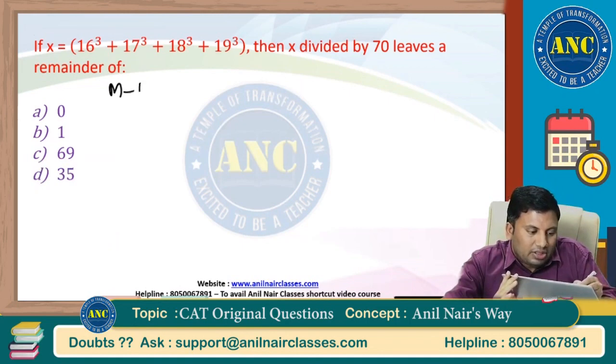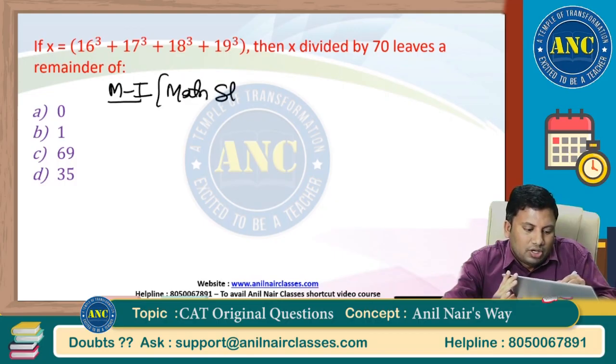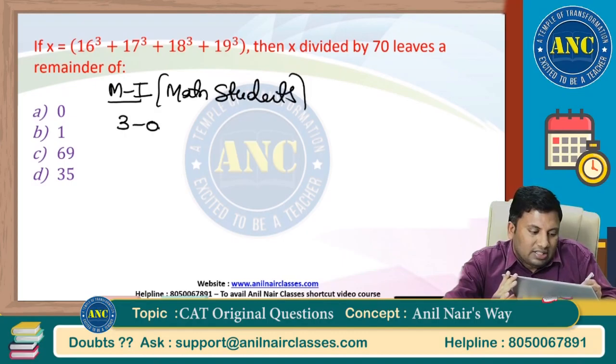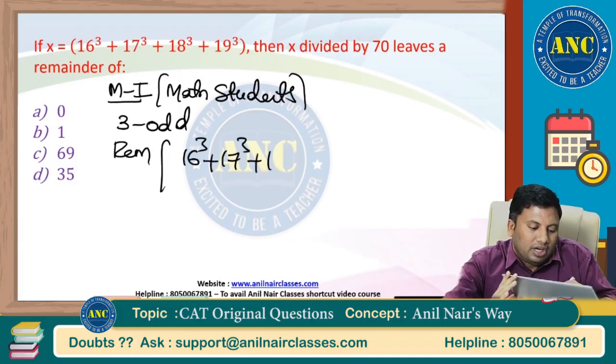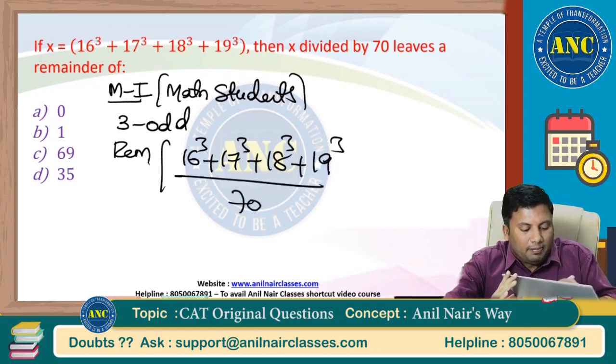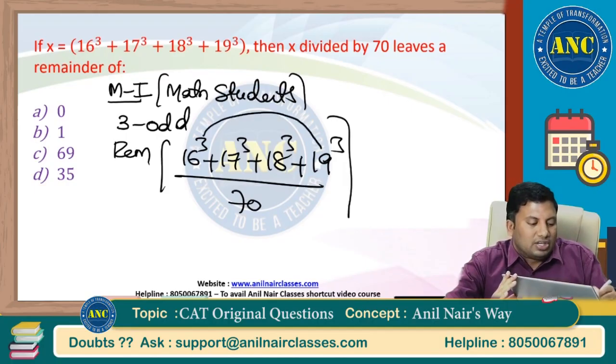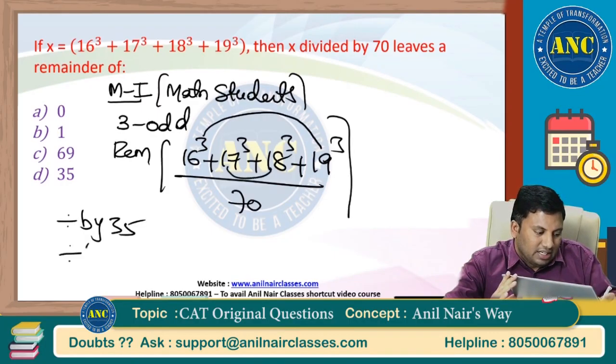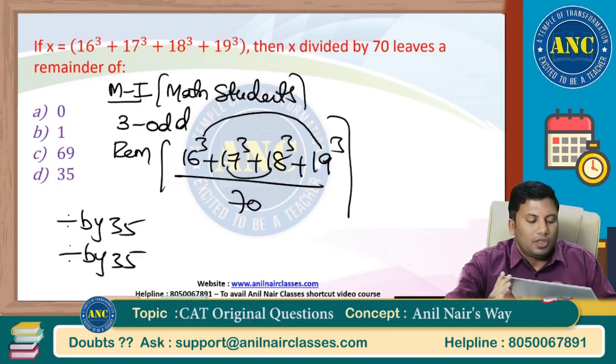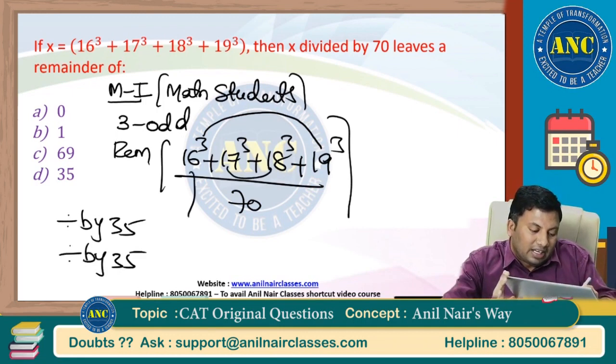Method 1, for math students who are good in maths. 3 is an odd number. So if I take first and last, 16 power 3 plus 19 power 3, it is divisible by 35, and the second and third, 17 power 3 plus 18 power 3, is also divisible by 35. So the numerator is divisible by 35.